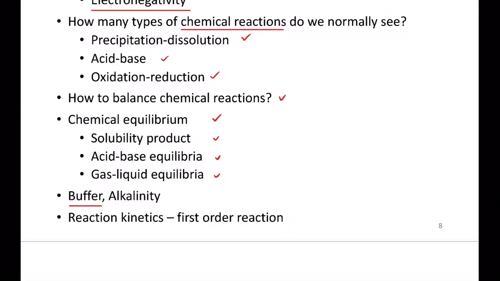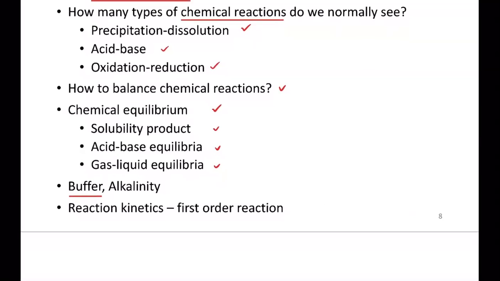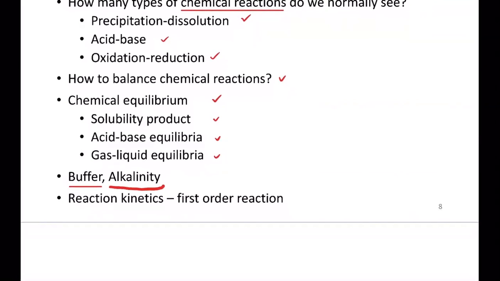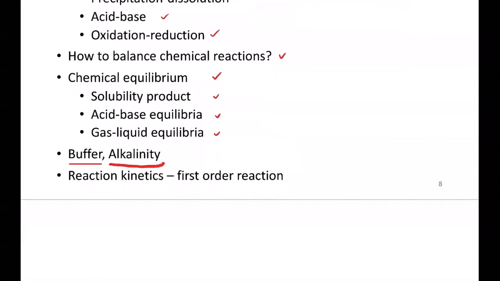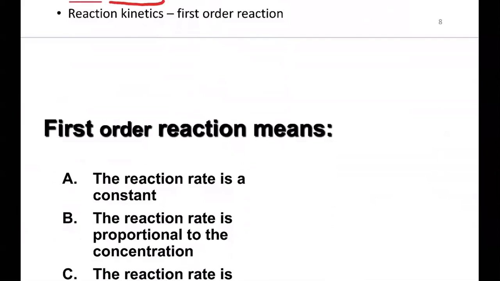So we solved the pH of the raindrop. And then finally, we discussed the alkalinity, which basically determines the capacity of a solution to react with hydrogen ions. At the end, just now, we talked about reaction kinetics. And as I mentioned, the first order reaction is a very important reaction in environmental engineering. Okay, so that's all for the basic chemical concepts.